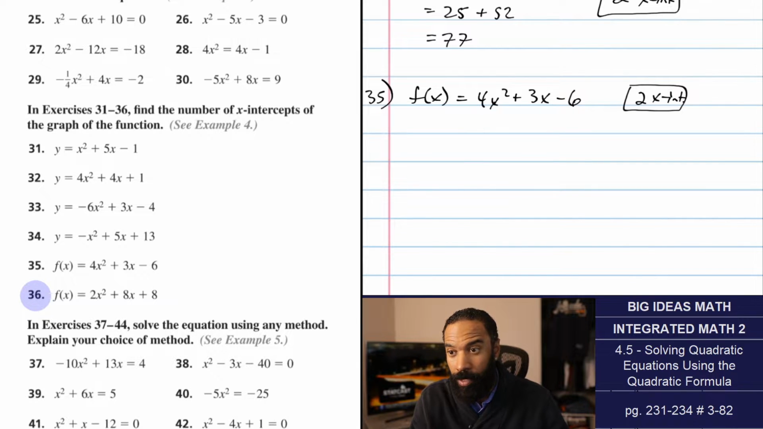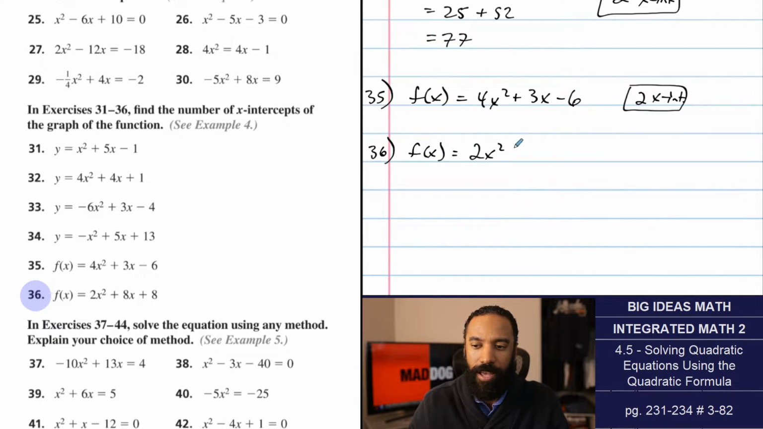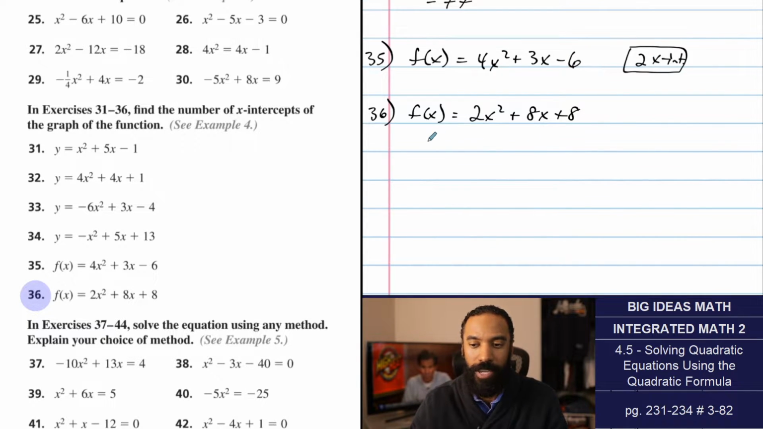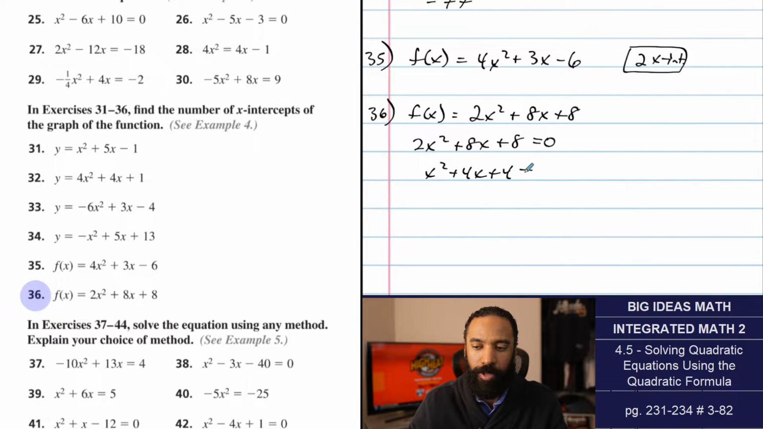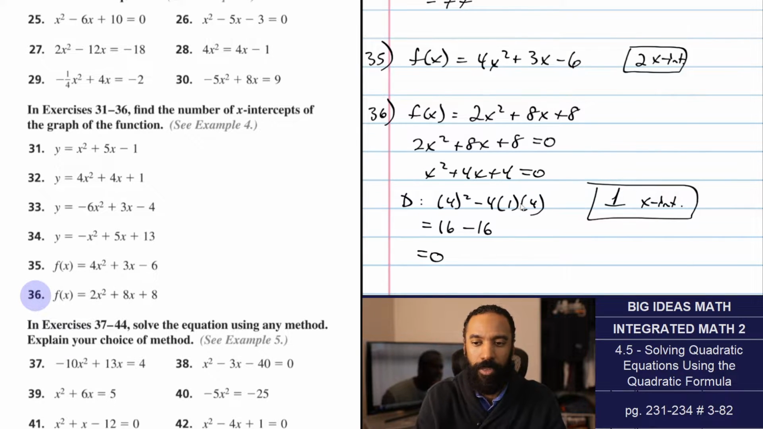And number 36, this one you have to test. I know there will be one, but you have to test it here. We have f of x with a positive y-intercept and a positive stretch factor, so who knows, maybe it goes down low enough to reach. As we divide everything by 2, we get x squared plus 4x plus 4 equals 0. The discriminant will be b squared minus 4ac, which is 16 minus 16, which is 0. We've seen that kind of thing before. That means 1 x-intercept.